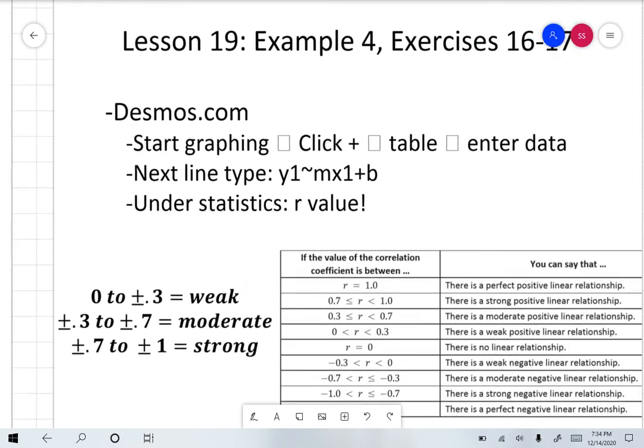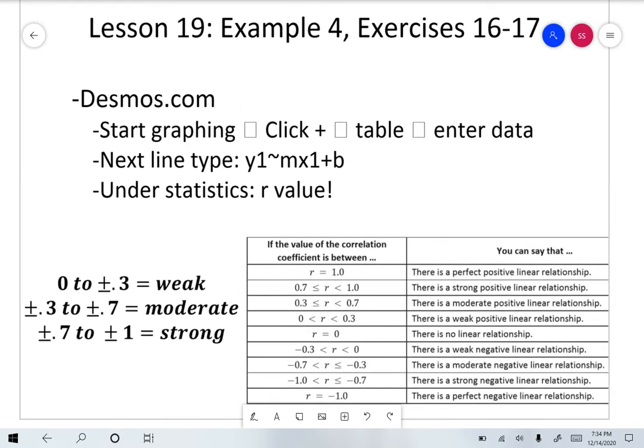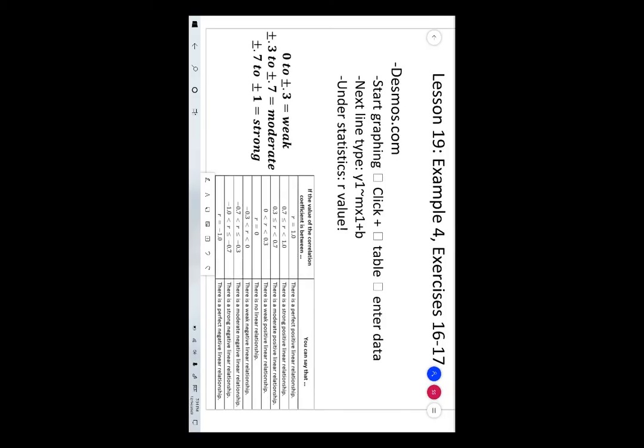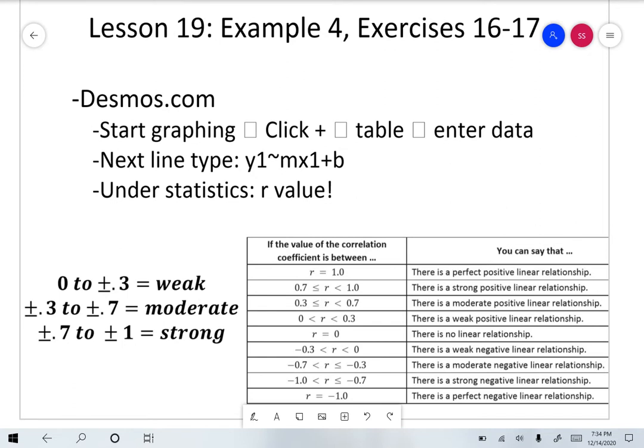Okay. So what we're going to do is graph example 4. Example 4, lesson 19. I'm going to grab my book in the other room so I can do this with you. You're going to graph it basically the same way we've been doing it this whole time. You're going to enter the data on Desmos, do the y1 tilde mx1 plus b. Okay, and then I'll show you where to look.